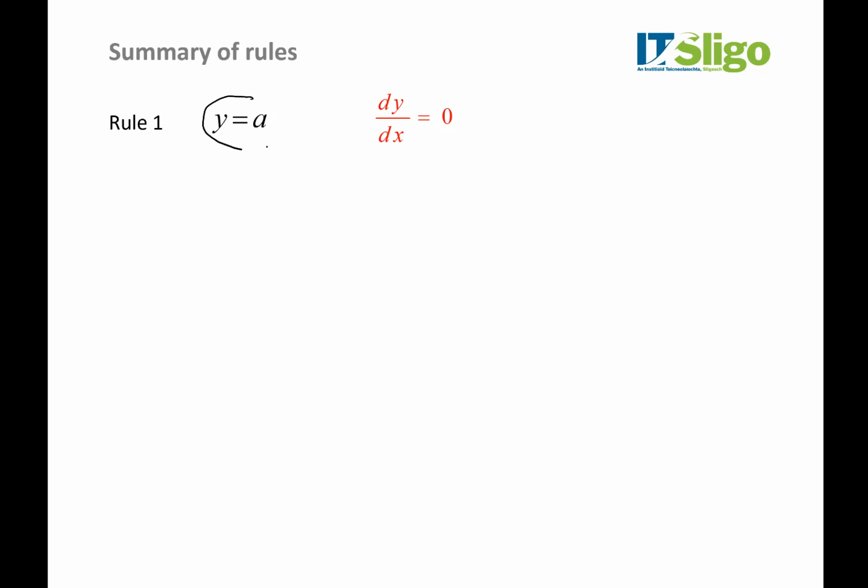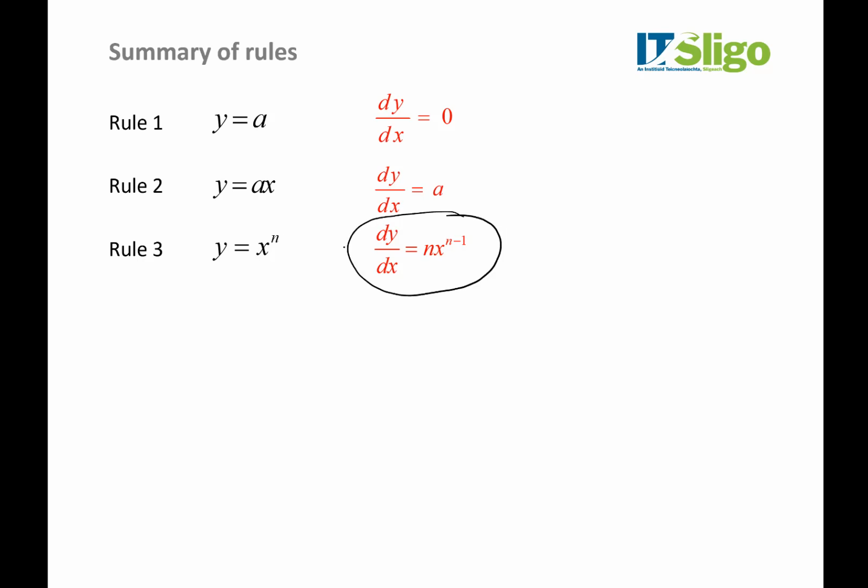If y is a constant, its derivative is 0. If we have a constant multiplied by x, the derivative is just the constant. I've explained all these in the previous lecture, so I won't go into any more detail. The power rule: if we need to differentiate a power, bring down the power and add -1 to the old power.